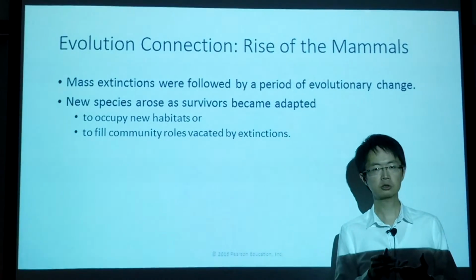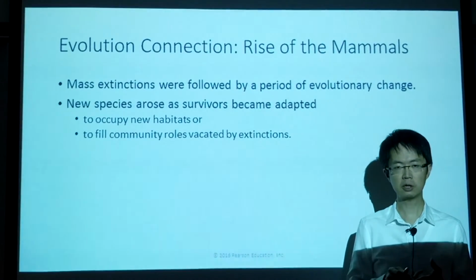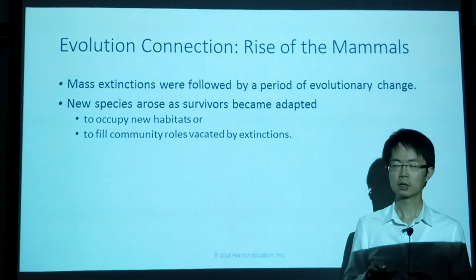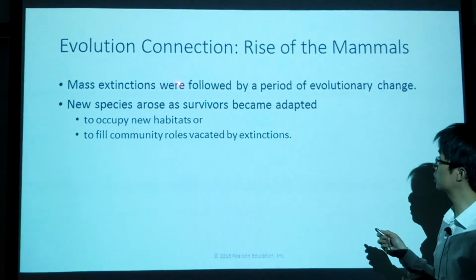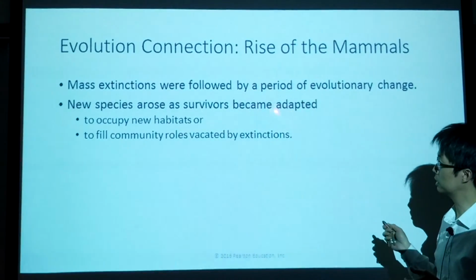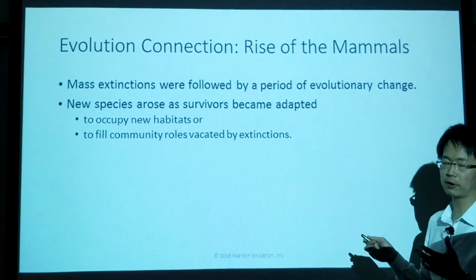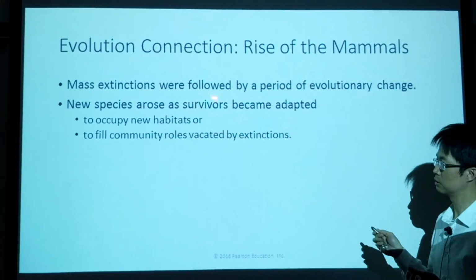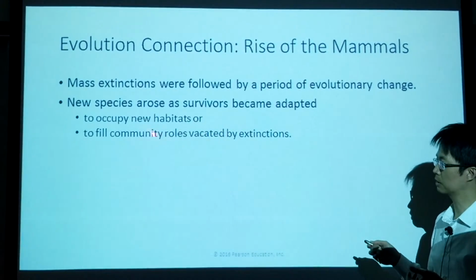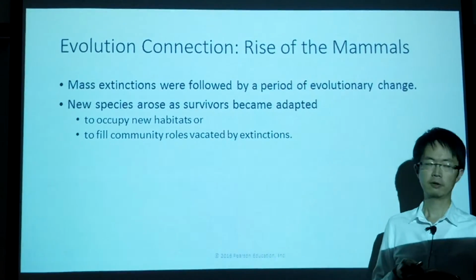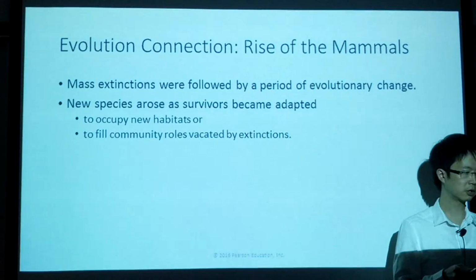Now, at the end, I also talked about the third example, the extinction of dinosaurs, followed by the rise of mammals. It is this case here, evolution. So we have mass extinction, and after mass extinction, the new species becomes a survivor. Actually, the survivor becomes the new species, I should put it this way. The survivor becomes the new species and occupies the new habitat to fill the community role vacated by extinction. So you see that these three examples basically follow the same logic.